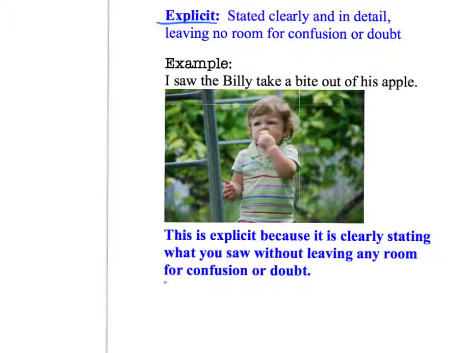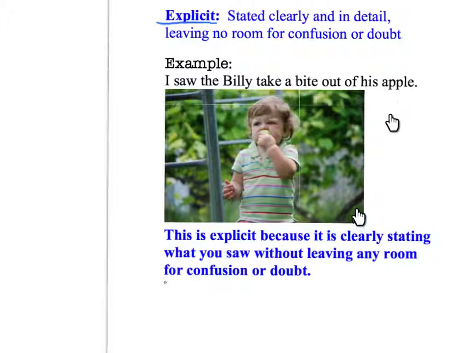For example, I saw Billy take a bite out of his apple. You know exactly what Billy did, which was take a bite out of his apple, as we clearly see right here. This is an indication that this is explicit because it is clearly stating what you saw without leaving any room for confusion or doubt. You clearly see Billy taking a bite out of his apple.